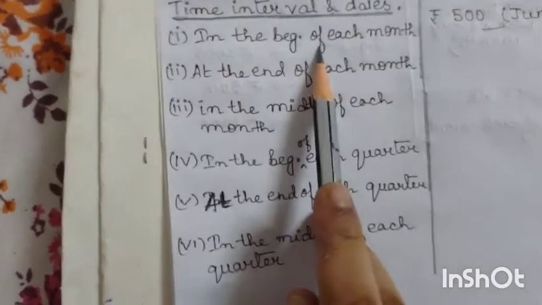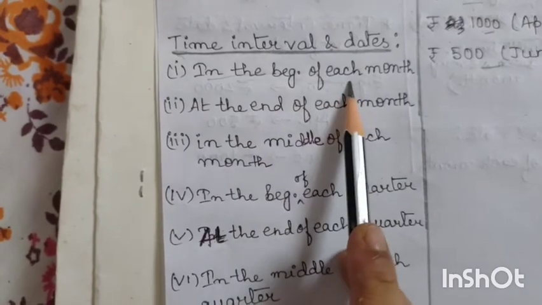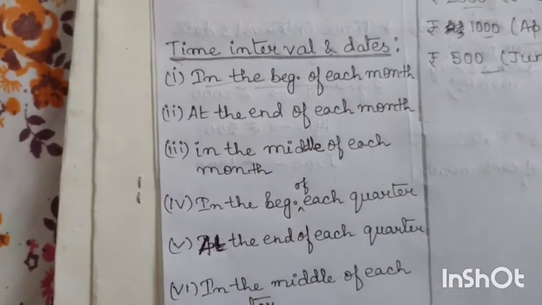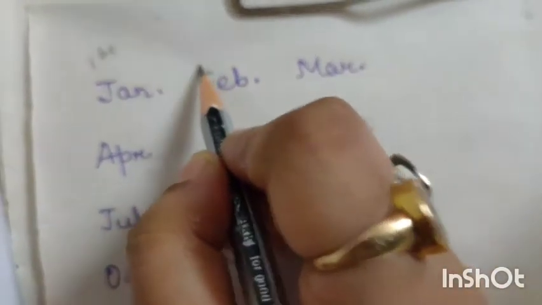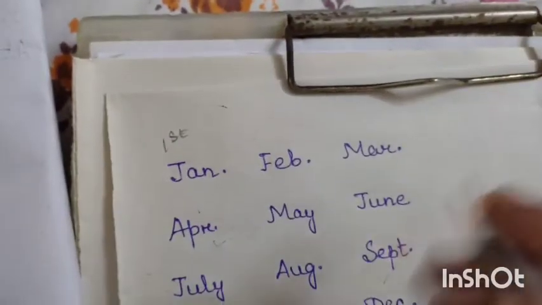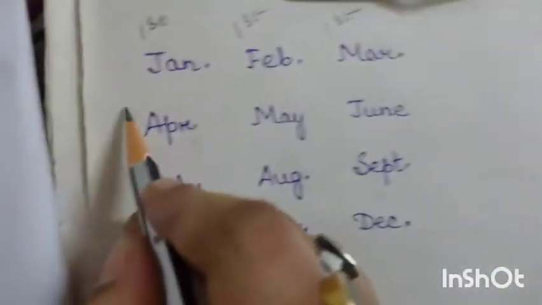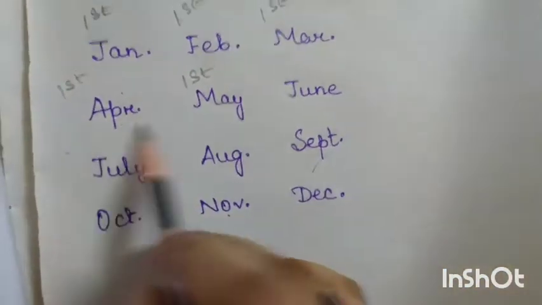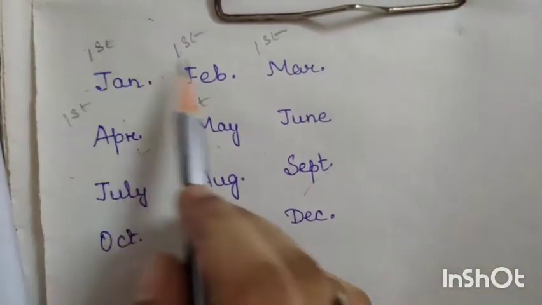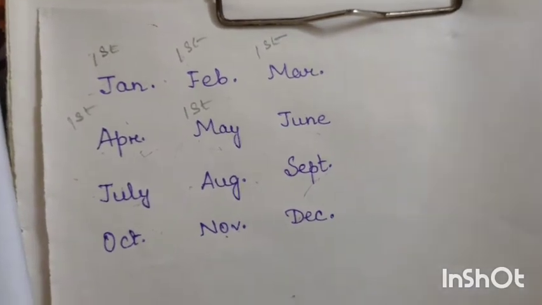Now when we are talking about time interval and date, the time interval and date can be divided into 6 cases. First, you can withdraw the money in the beginning of each month. In the beginning of each month, what does it mean? Suppose you are withdrawing money on 1st January, then the second withdrawal will be on 1st February, then again 1st March, again 1st April, again 1st May. So like this, every month on the first day of each month, okay? So this is the first case.